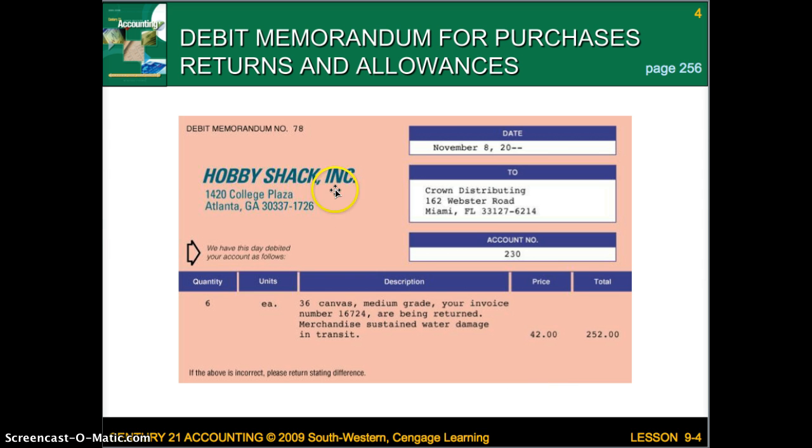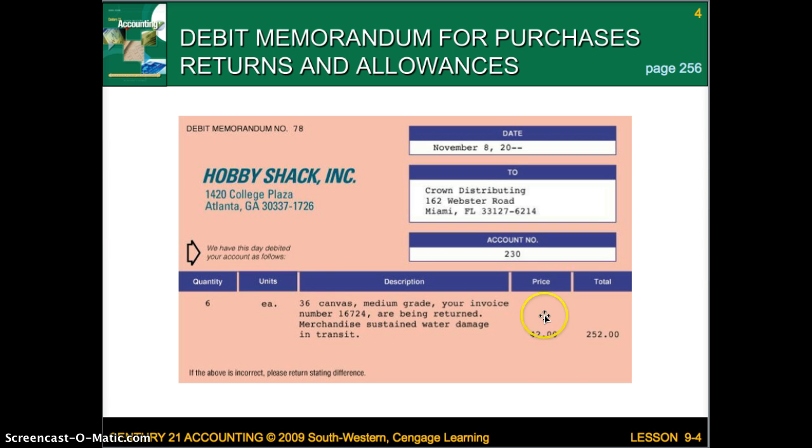So Hobby Shack has this debit memorandum, and it is going to Crown Distributing. This is for 6 units of 36 canvases, medium grade. Your invoice number 16724 are being returned. Merchandise sustained water damage in transit. So when it was on the truck to come to our company, these 36 canvases had water damage, and we want to return 6 of these packs of 36.